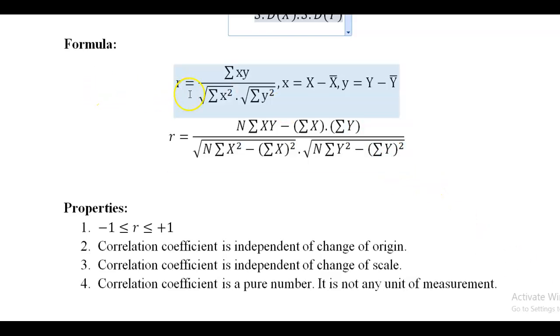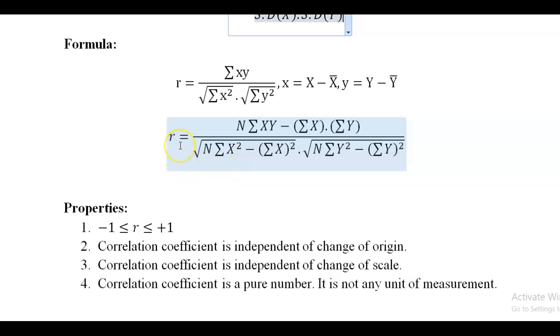The first one is r equal to summation xy divided by square root of summation x square into summation y square, where small x is equal to x minus x bar and small y is equal to y minus y bar. To apply this formula, first we have to find the arithmetic mean of the variable x, then the arithmetic mean of the variable y, then find small x and small y, that is, the deviations of the values from the arithmetic mean. X minus x bar and y minus y bar we have to calculate and mark as small x and small y, then substitute in this formula, right?